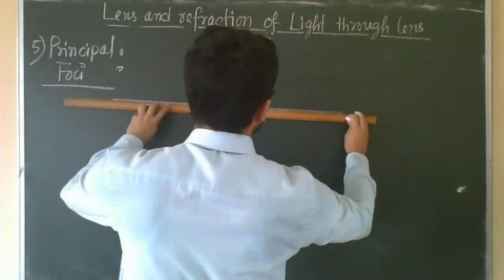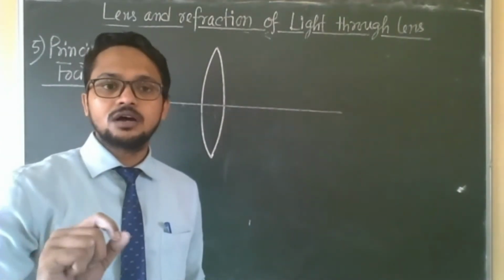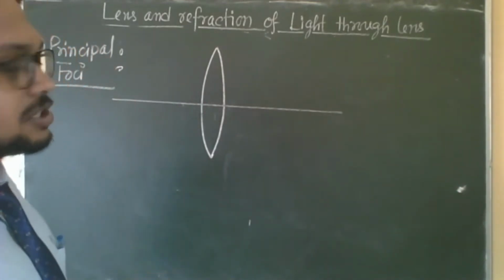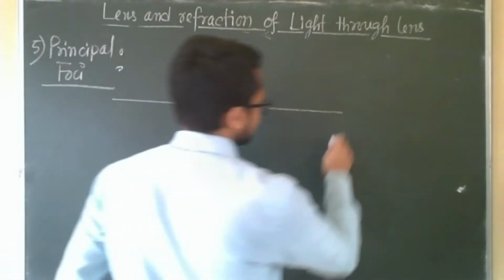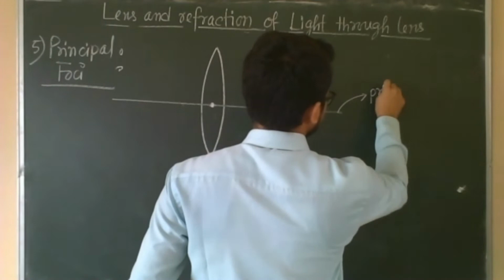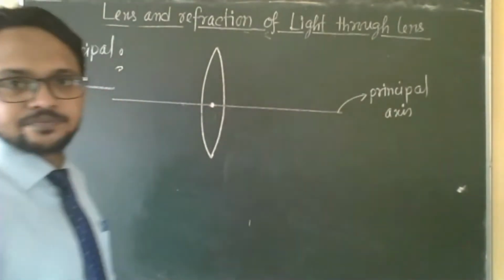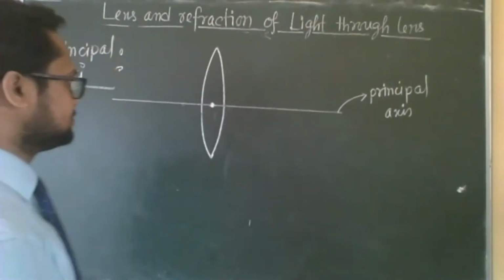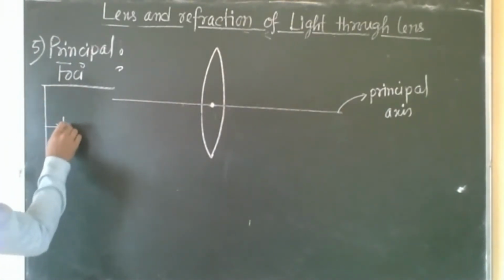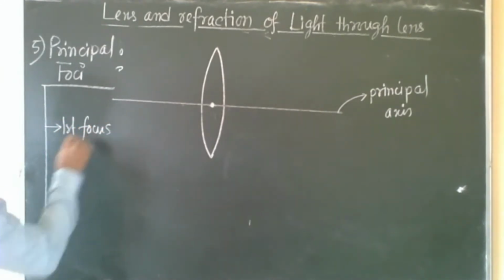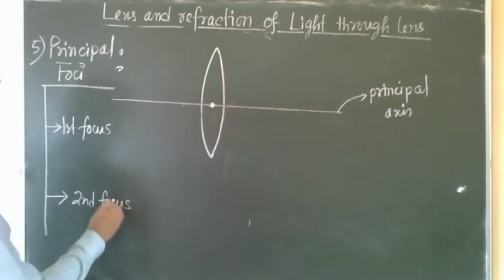So this is the principal axis. Always draw the principal axis in this case. In normal refraction, I told you that you always draw the normal at the point of incidence, but here you will always draw the principal axis. Principal axis, optical center, these things you will mention. There are two kinds of principal focus: first focus and second focus.